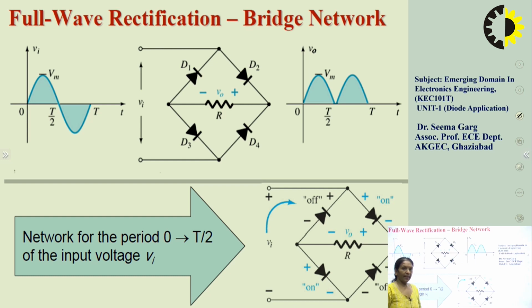Now coming to the next circuit, that is the bridge rectifier. This is another type of full wave rectifier. The differences between the center tapped and the bridge full wave rectifier, we are going to discuss today. Here the first difference we can see is that the circuit diagram is different. In case of the center tapped full wave rectifier, we have the center tapped transformer, 2 diodes and 1 load resistance. Whereas in case of the bridge rectifier, we don't need any center tapped transformer.